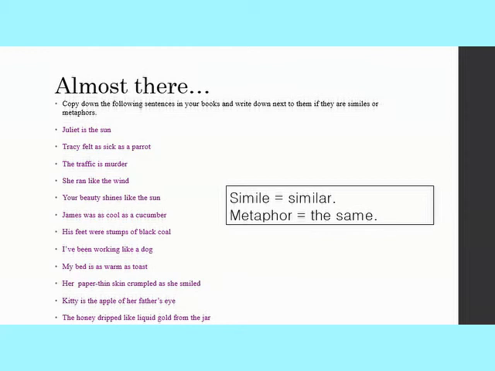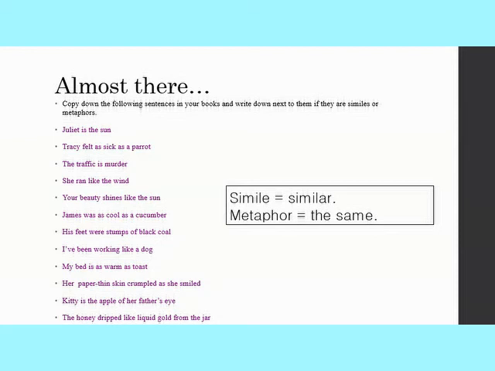Almost there. Copy down the following sentences in your book and write down if they are similes or metaphors. Juliet is the sun. Tracy felt as sick as a parrot. The traffic is murder. She ran like the wind. Your beauty shines like the sun. James was as cool as a cucumber. His feet were stumps of black coal. I've been working like a dog. My bed is as warm as toast.